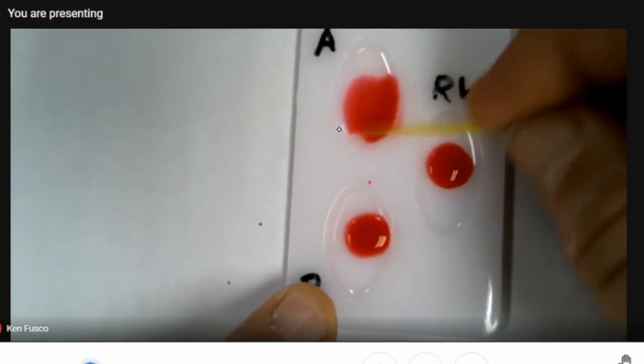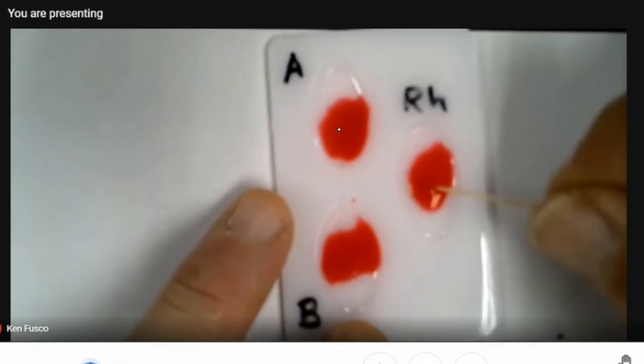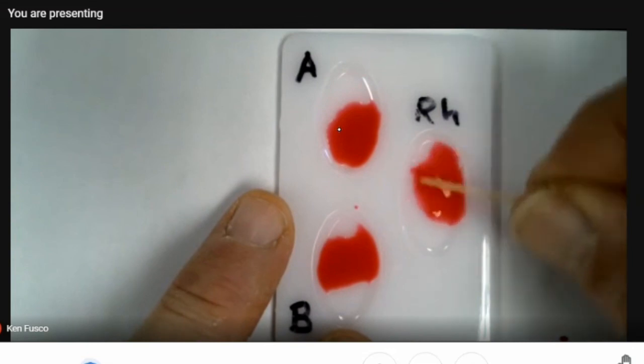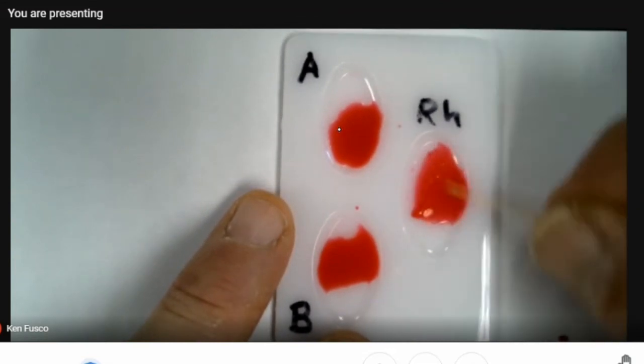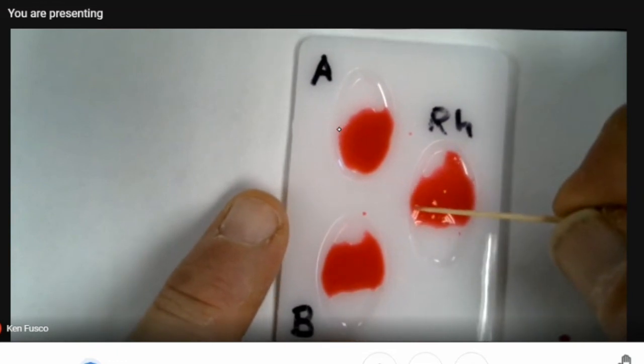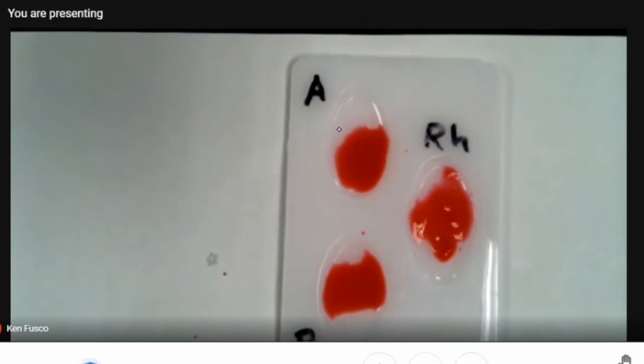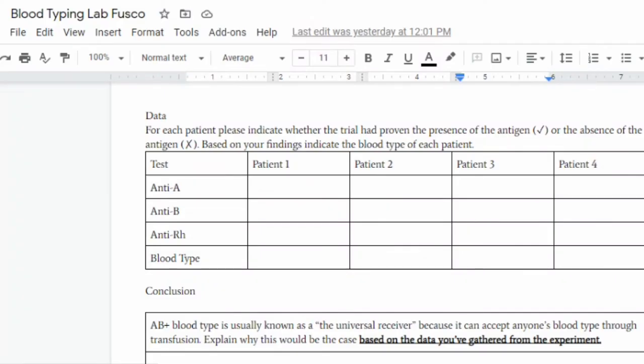Looks like no reaction in A. No reaction in B. Oh, look at that. RH is clumping. You guys see that? Is that visible to you guys? Can you see it clumping? Yes, yeah. No? Okay. So, we should have filled out this table for patient 1, 2, 3, and 4. Questions on that? All right.